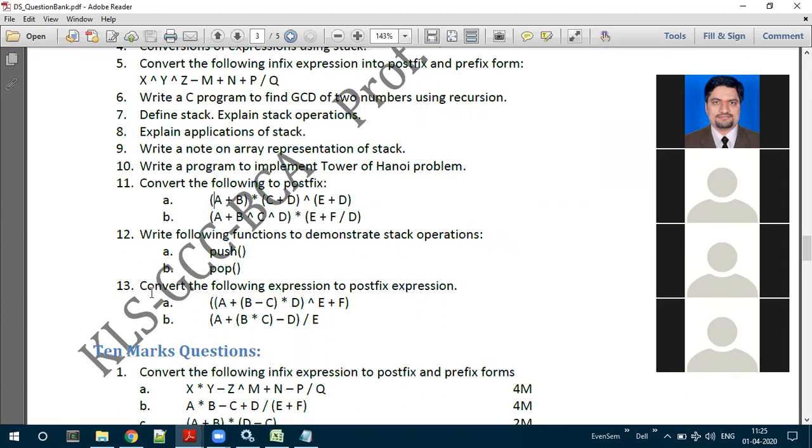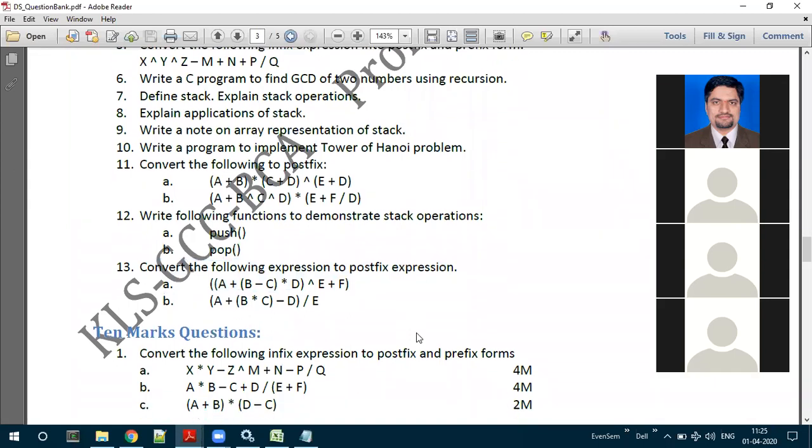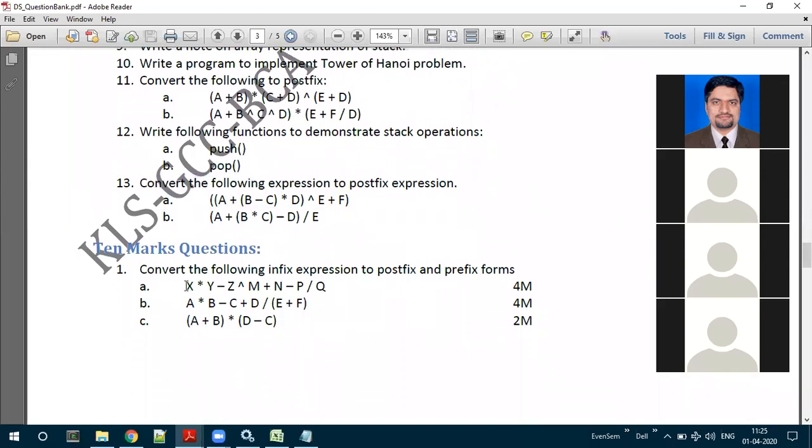The same thing applies for question number 13. In question number 13, again they have given: convert the expression to postfix. Two expressions are given over here. Then there was once a question asked for 10 marks. They had given 3 expressions and asked to convert to postfix as well as prefix. For this one, 2 marks for converting to postfix and 2 marks for converting to prefix. Similarly, for this expression, 2 marks for postfix as well as prefix. And this is 1 mark for converting it to postfix and another mark for converting it to prefix.